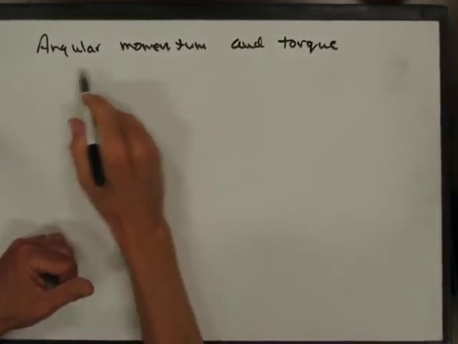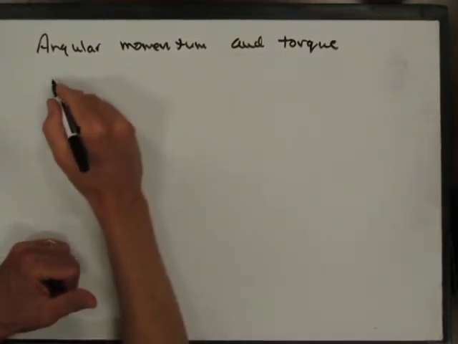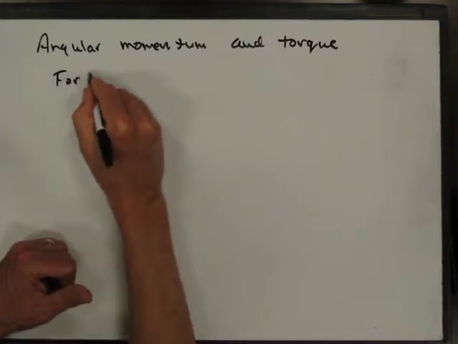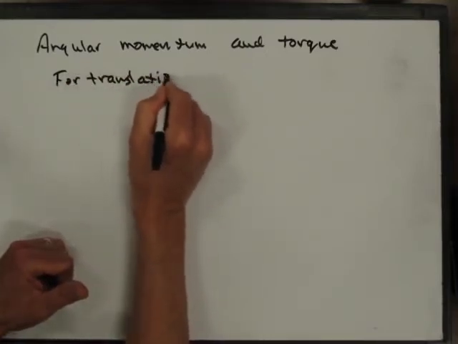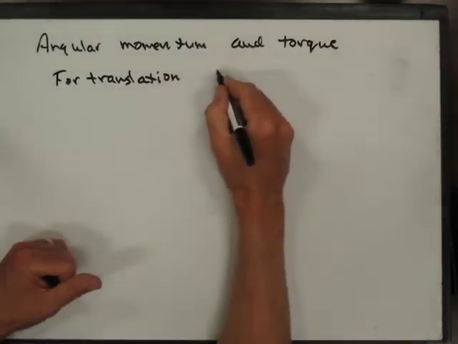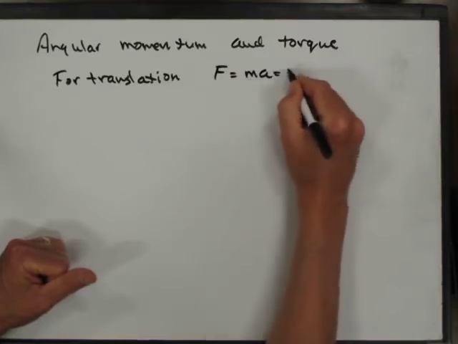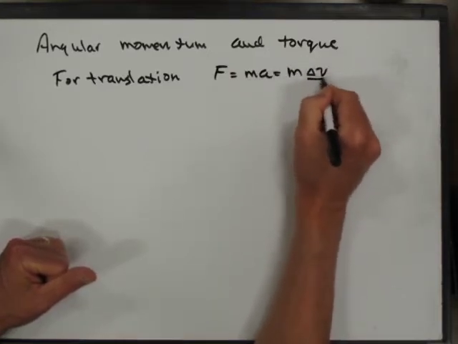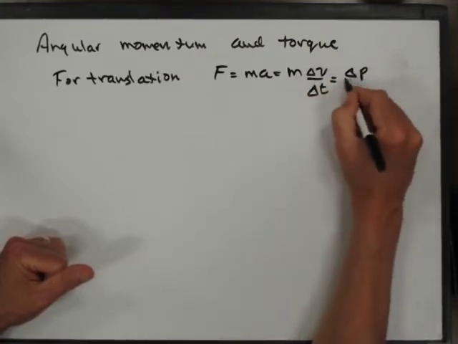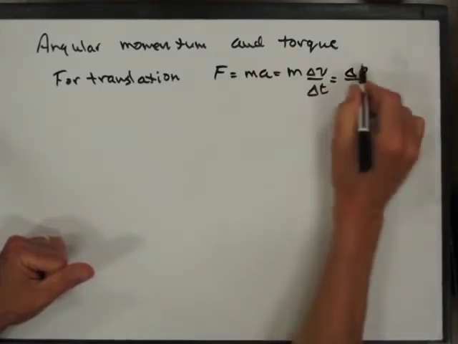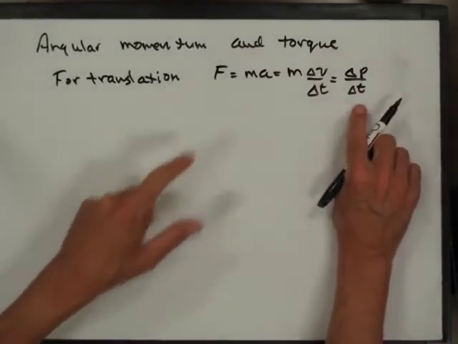So we're going to talk about angular momentum and torque. This is still rotational motion, but if you remember, for translation, in other words, for linear motion, we had the force equal to the mass times the acceleration, which is equal to the mass times the change in velocity over the change in time. But mass times change in velocity was just the change in momentum, and so the force was equal to the change in momentum over the change in time. And this is really the way Newton wrote it.